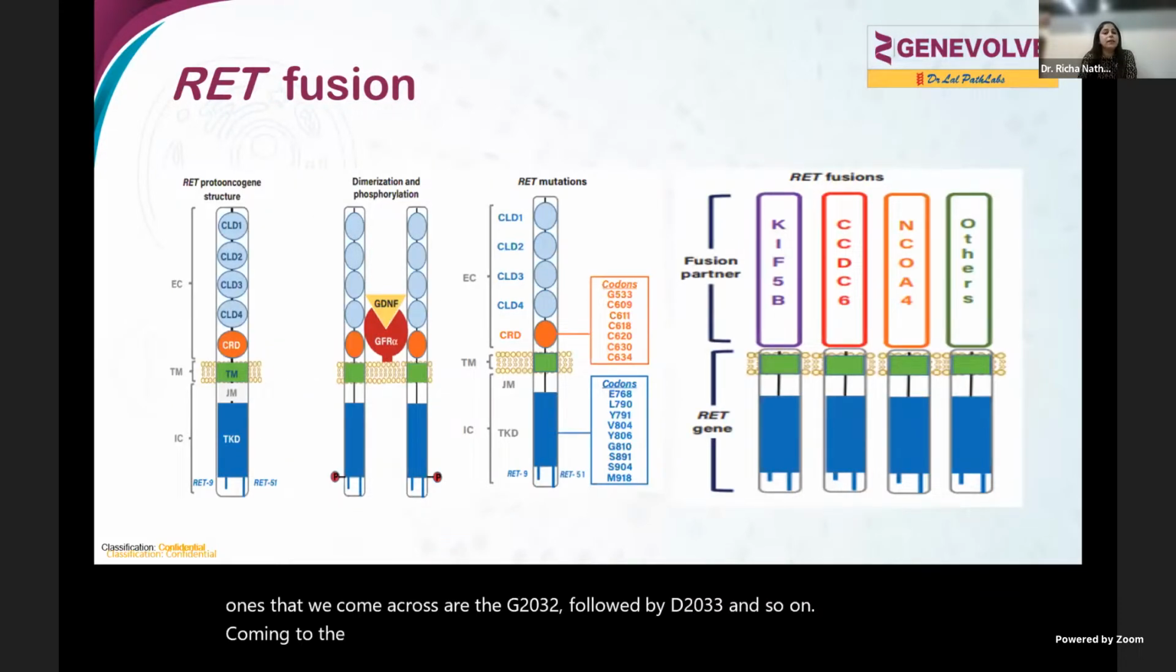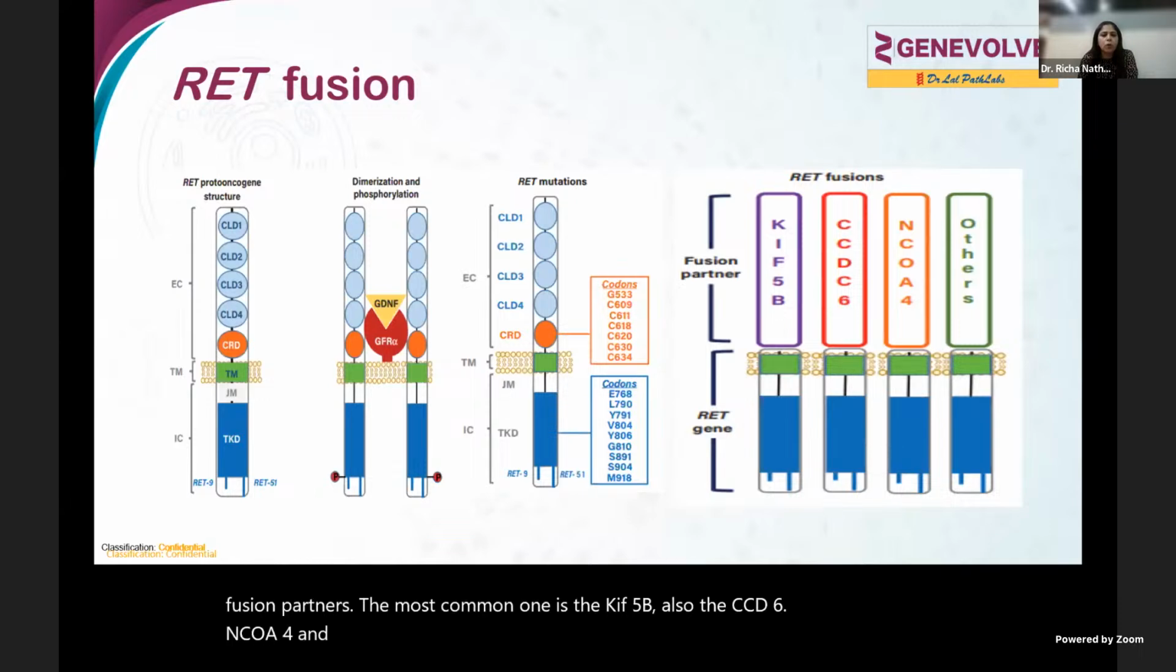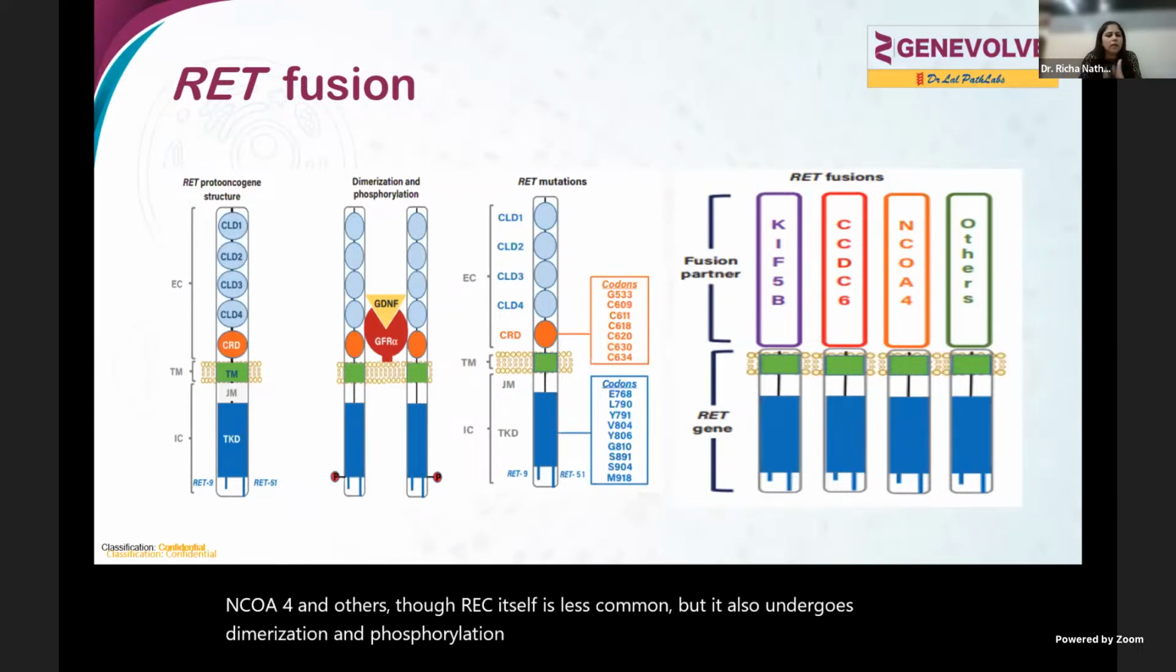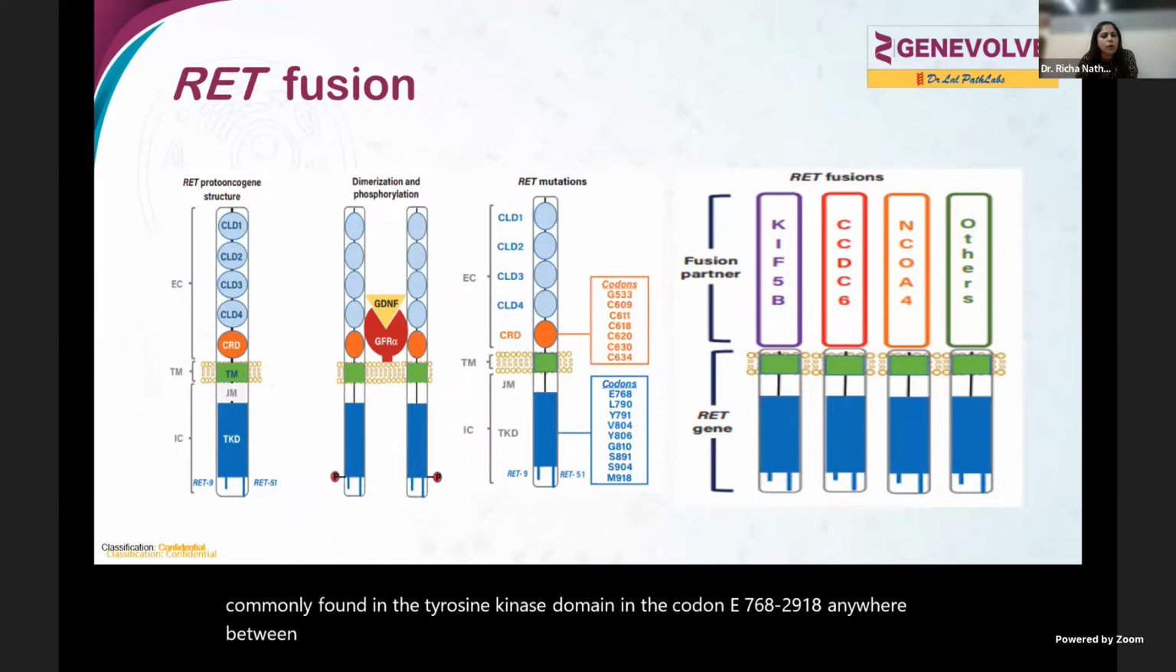Coming to the next fusion, that is the RET fusion. Now, the RET fusion has multiple fusion partners. The most common one is KIF5B, also CCDC6, NCOA4, and others. Though RET itself is less commonly mutated, it undergoes dimerization and phosphorylation when there is a mutation, most commonly found in the tyrosine kinase domain, in the codons E768 to 918, anywhere between that. Also, it can be in the transmembrane or the juxtamembrane region of the RET gene.